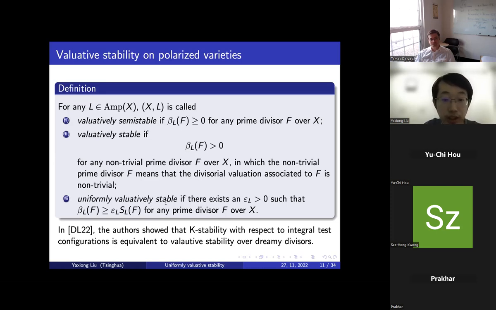And uniformly valuatively stable if there exists some uniform constant epsilon_L such that beta_L(F) is bigger than epsilon_L times S_L(F). In Dervan and Legendre's paper, the same paper, they showed that K-stability with respect to integral test configurations is equivalent to the valuative stability of dreamy divisors.